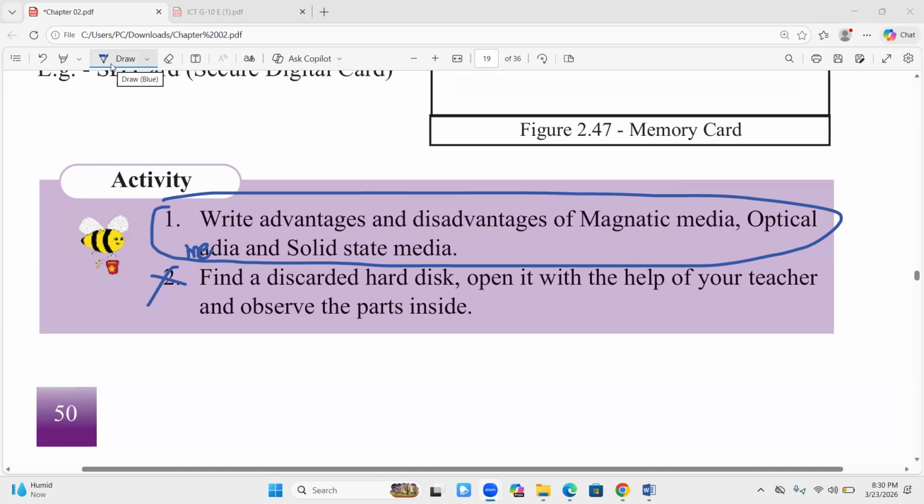Okay, so try to do this activity. I will give 10 minutes to write the advantages and disadvantages of magnetic media, optical media, and solid state media. Now start. No need to write the questions. Just write the advantages and disadvantages for all three secondary storage devices. Just 10 minutes.